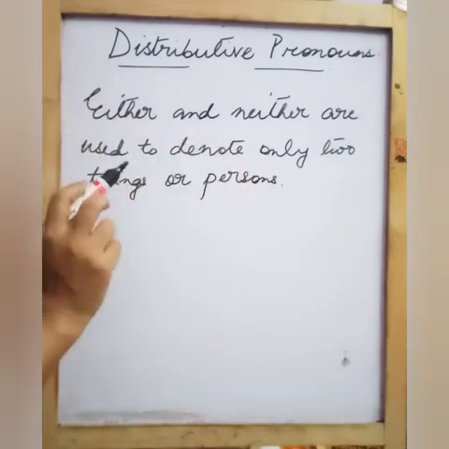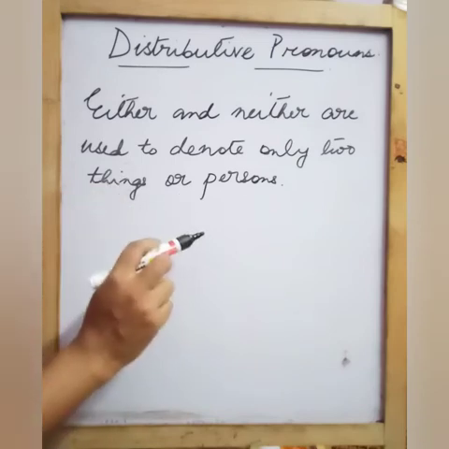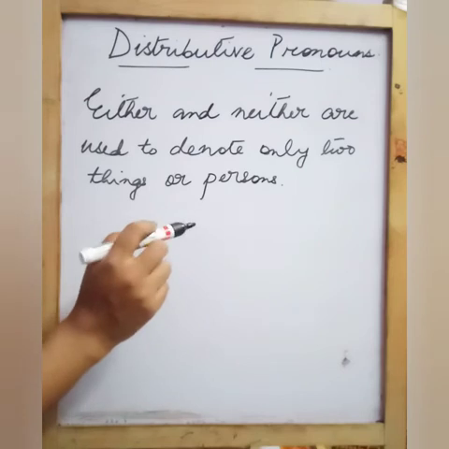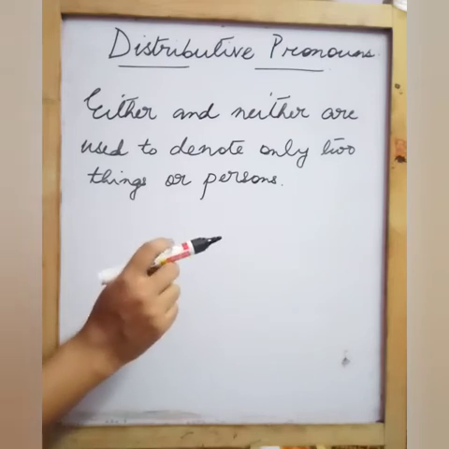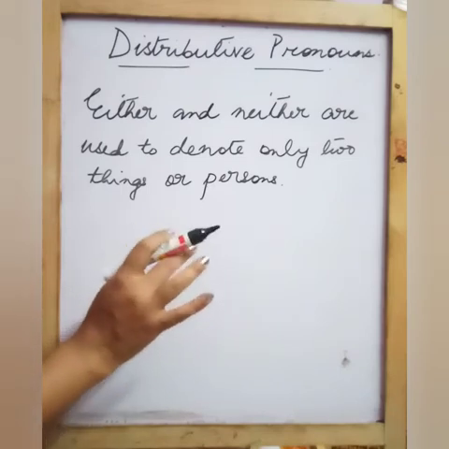With either, what do we use? With either we use or. It is affirmative in nature. That is positive in nature. Alright? Neither is negative in nature, and whenever in a sentence we use neither, remember we have to use nor. Neither this nor that. Isn't it? It is negative in nature.